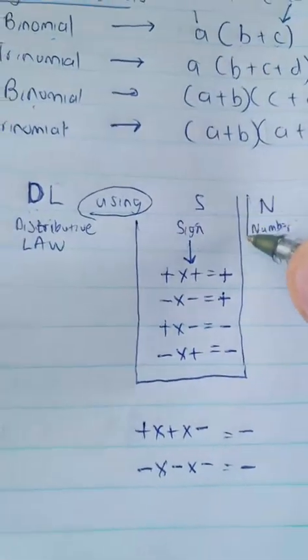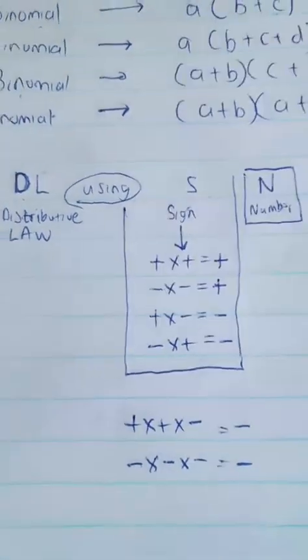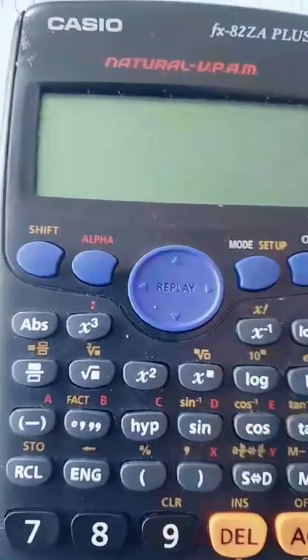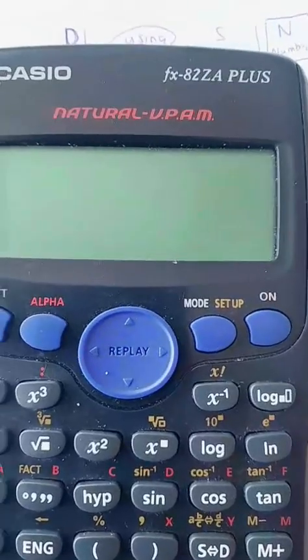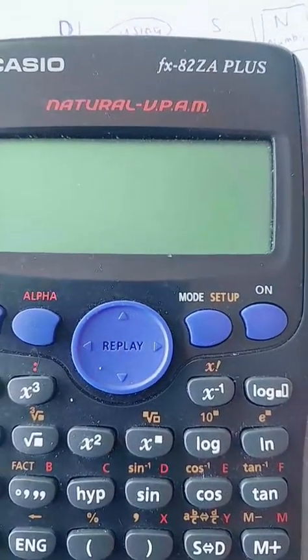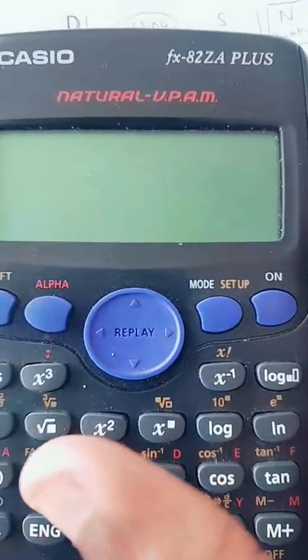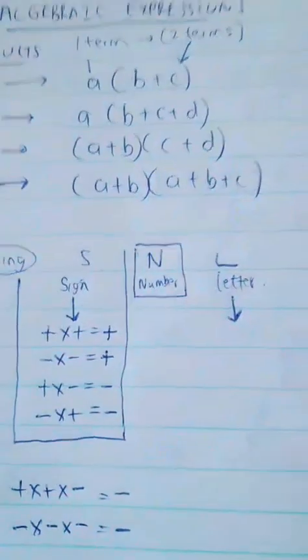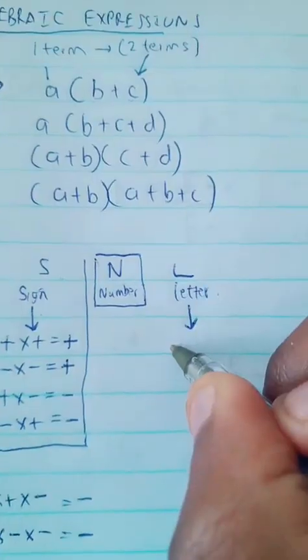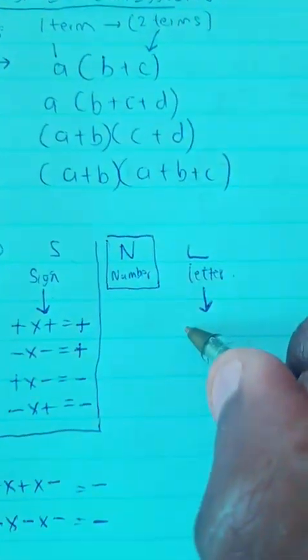Then numbers. All of you should be able to utilize this beautiful instrument called the calculator whenever you are at a loss with multiplication of numbers. Some of you don't know your multiplication timetables off the top of your head, so you need to utilize the calculator. Then lastly, letters. With letters, we need to remember the laws of exponents.